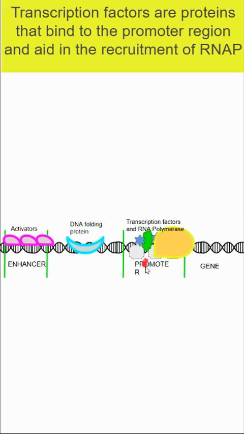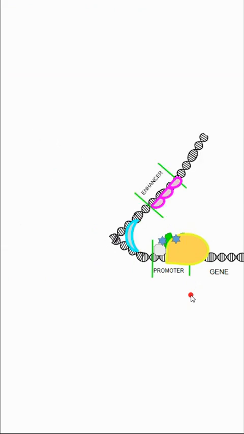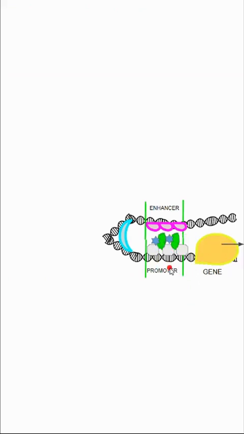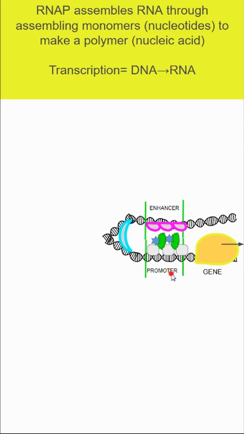So again, the transcription factors are also proteins, and they're going to aid in that recruitment of the RNA polymerase, make it hook on a little bit better so that more transcription can occur. But again, these activators have to be brought over to the promoter region to kick off actual transcription.